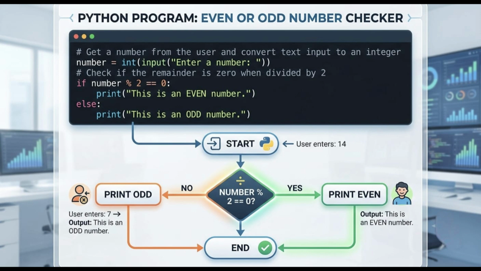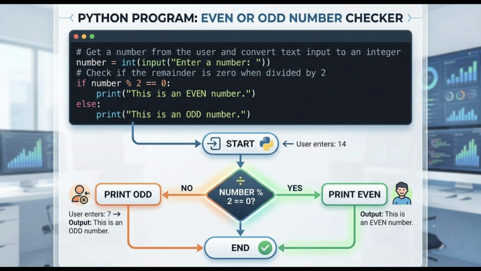Percent isn't calculating a percentage here. In Python, it's called the modulo operator. Think of it as a division, but we only care about the remainder. So, number % 2 tells the computer, divide our number by 2, and give me whatever is left over. As we know from basic math, any even number divided by 2 has a remainder of exactly 0.